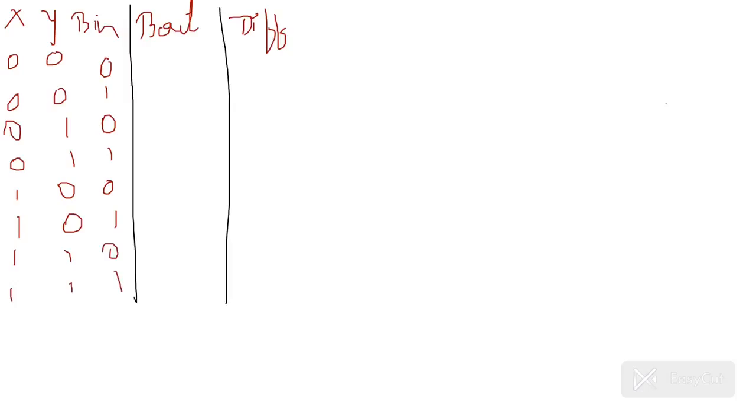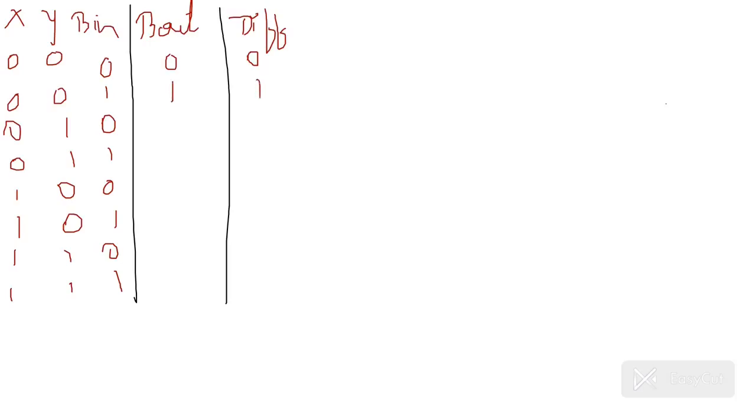So 0 minus 0 is 0 and 0 minus 0 is 0. So the difference is 0. Borrow out is also 0 because we have not taken any borrow. Then 0 minus 0 is 0. 0 minus 1 is, as I said in half subtractor, we can't subtract 0 minus 1. We have to take borrow. So borrow out will be 1 and it will become 2. So 2 minus 1 is 1.